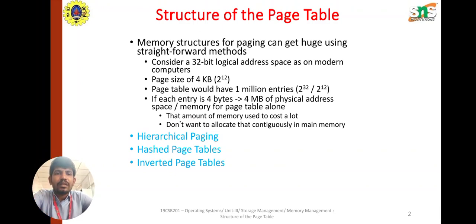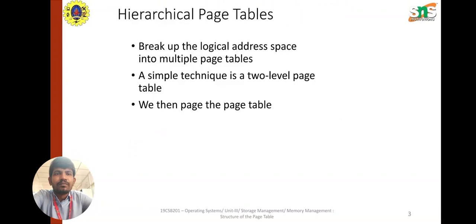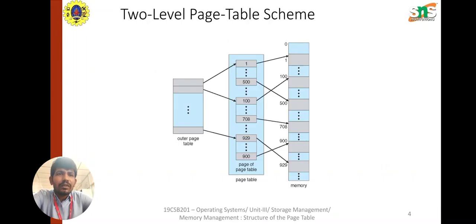For the page table, we use hierarchical paging, hashed page tables, and inverted page tables. First, the hierarchical page table. It breaks up the logical address space into multiple page tables. A simple technique is a two-level page table, where the page table is itself paged. This is the two-level page table. We have an outer page table, and a page table in memory.